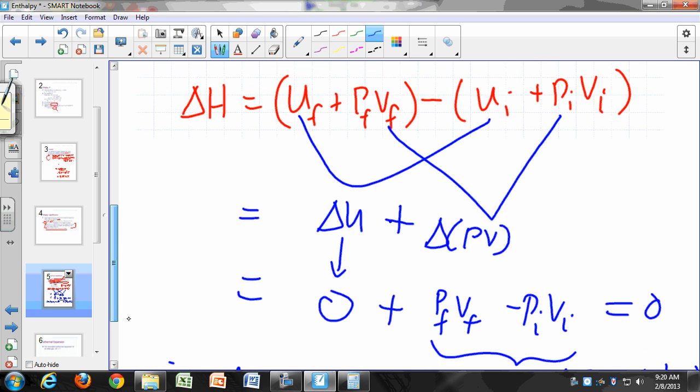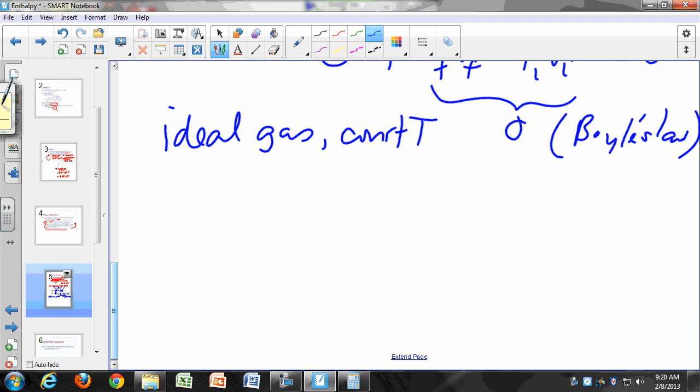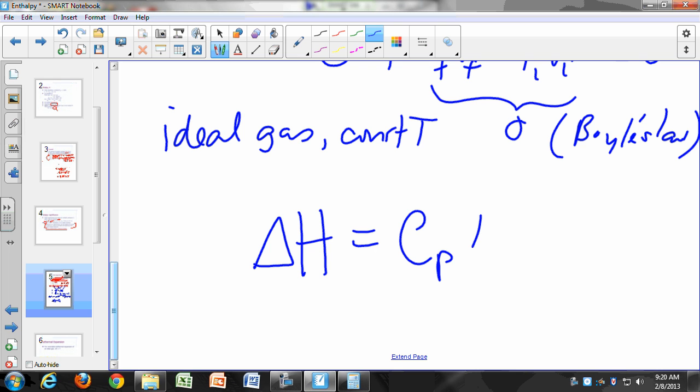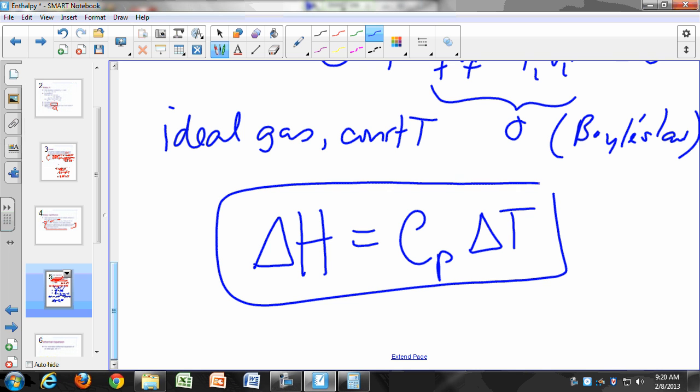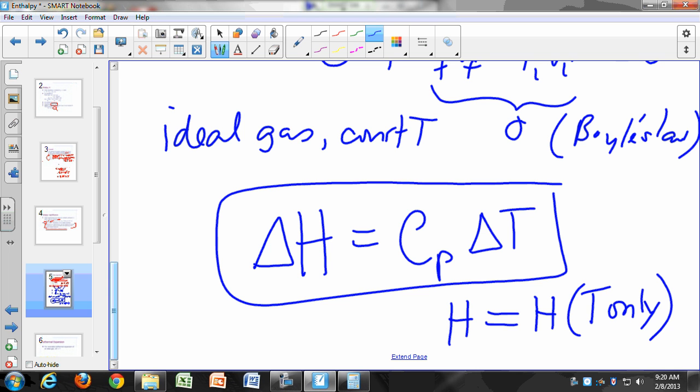In fact, you can also show, ultimately, if you play with it, that delta H would just be equal to Cp times delta T. What that is saying is for an ideal gas, your enthalpy is a function of temperature only, just like internal energy depends only on temperature for an ideal gas. I'm going to keep reminding you, we're dealing with ideal gases here. This is not going to be true for general cases, okay? So we're just dealing with an ideal gas for now.